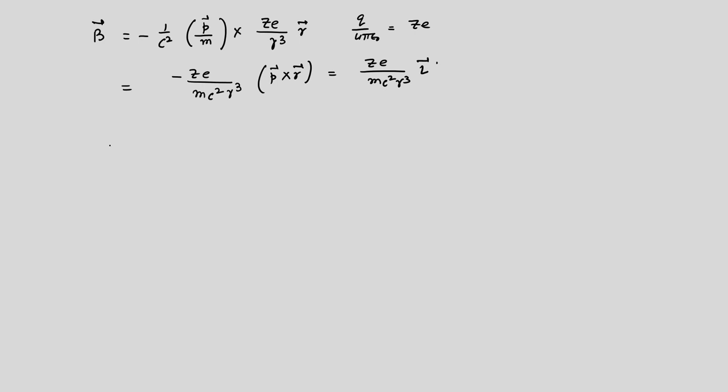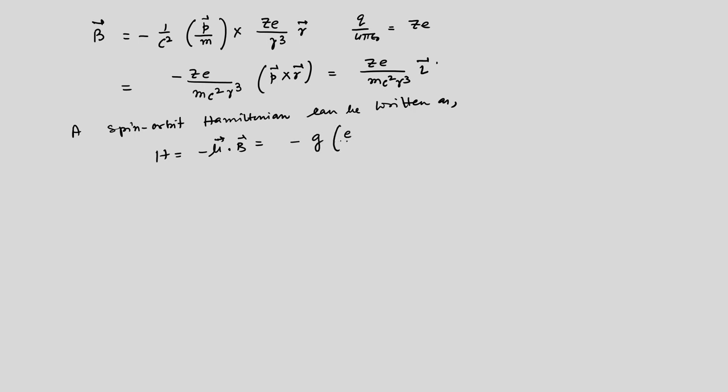Okay. So the spin orbit Hamiltonian H is equal to minus mu dot B, where mu is the magnetic moment, and this is written as g times e over 2m S, that's equal to, so mu is equal to g times e over 2m, where g is called the Landé g factor.